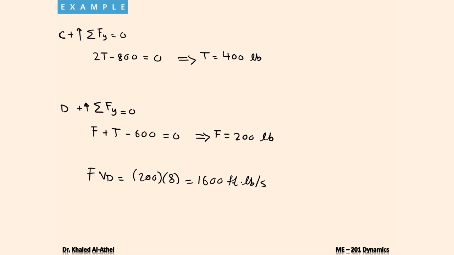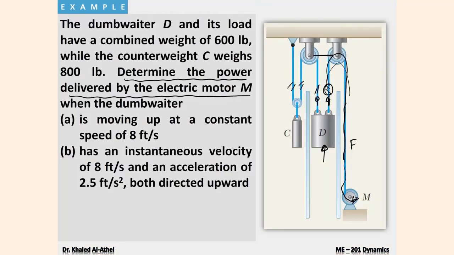And if you want to convert it to horsepower, we did this before, so the power will equal 1600 divided by 550. This will equal 2.91 horsepower.